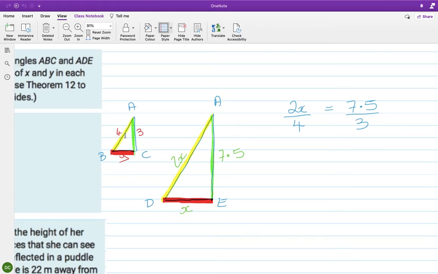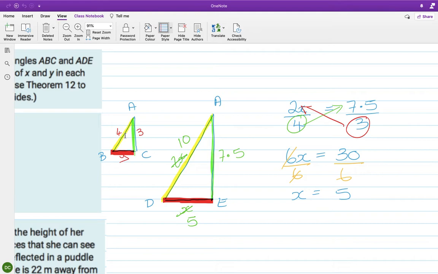Okay, so then I can cross multiply, so the 4 by the 7.5 and the 3 by the 2x. So 3 by 2x is 6x, and 4 by 7.5, is that 30? 30. Then we divide by 6 on both sides to isolate the x, and we get x is 5. Okay, so that means that this is 5, and that's 10.